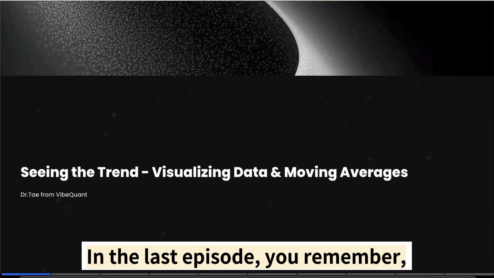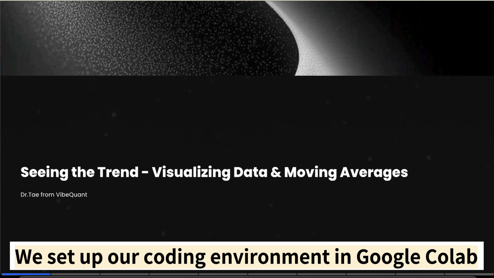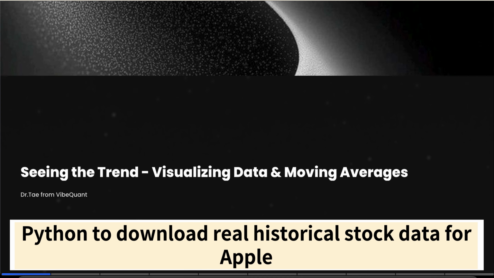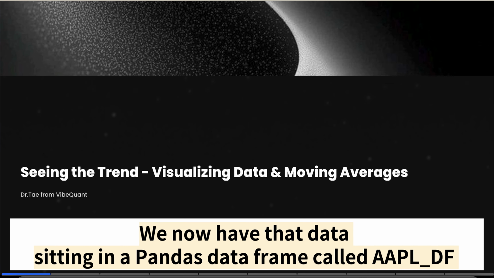In the last episode, you remember we took a massive first step. We set up our coding environment in Google Colab and wrote our first lines of Python to download real historical stock data for Apple. Apple used to be called Apple Computer. Now it's just Apple. We now have that data sitting in a pandas data frame called AAPL_df.